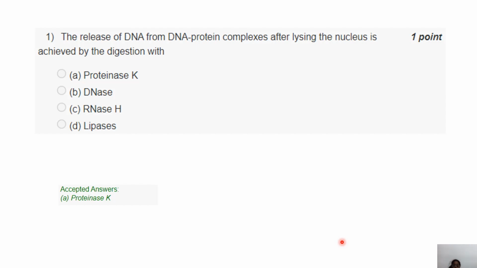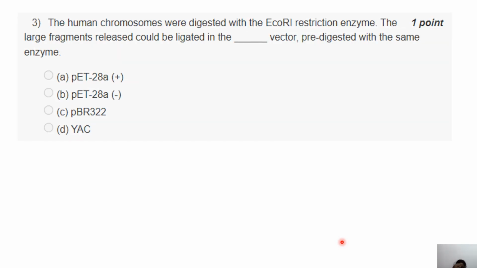Okay, so moving on to the next question for today. The human chromosome was digested with the EcoRI restriction enzyme. Large fragments released could be ligated in the vector, pre-digested with the same enzyme. Which one do you think is the correct answer? Option A, pBR322 plus, B, pBR322 minus, C, pBR322, and D, YAC or yeast artificial chromosome.